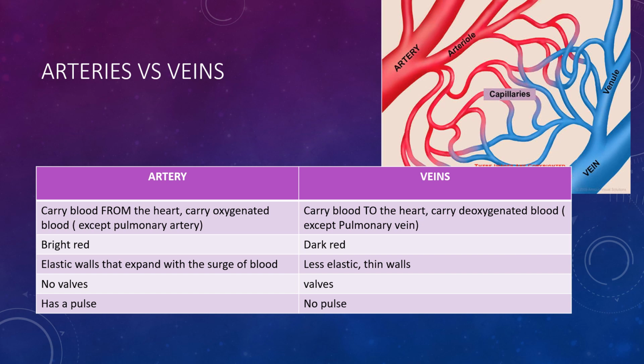Next is the pulse. When it comes to pulse, your artery has a pulse while your veins do not. If you try to palpate your arteries, they tend to have a pulse. If you check your ulnar and your radial arteries, you can see a slight throbbing. That is known as your pulse.